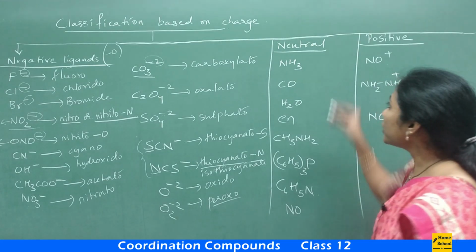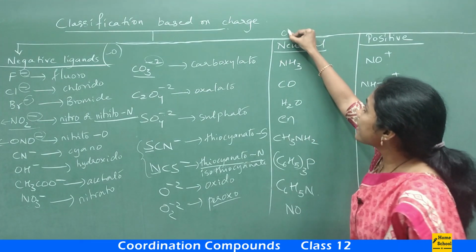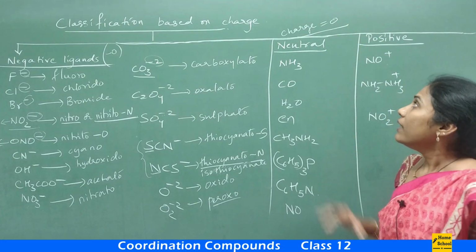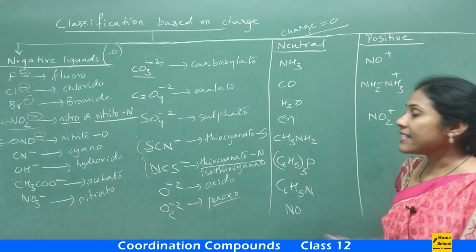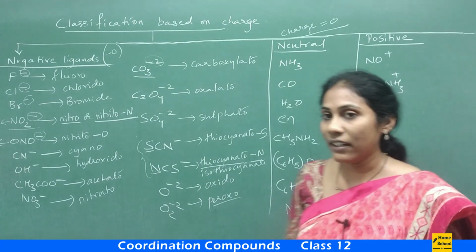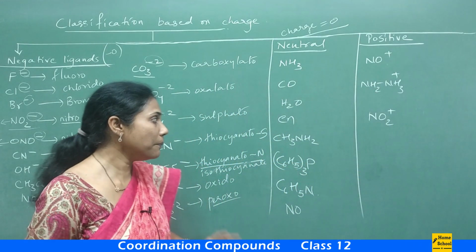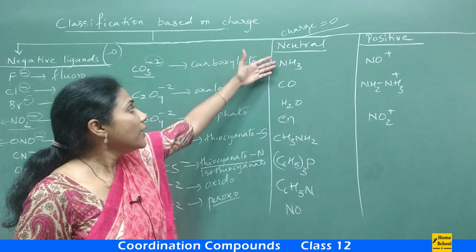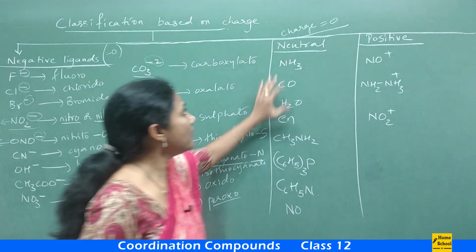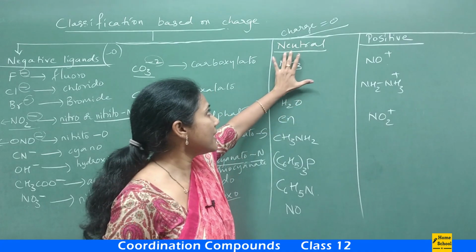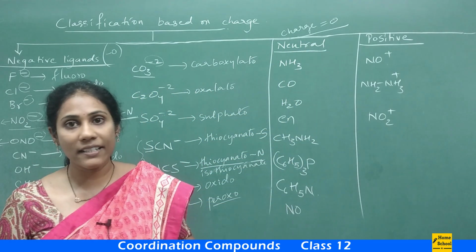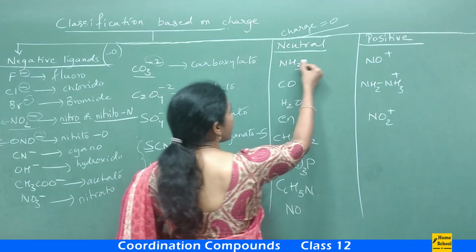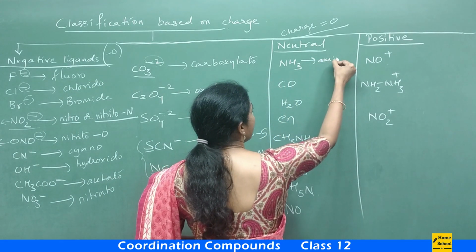And coming to the neutral ligands, all neutral ligands have a charge equal to 0. So whenever you find these ligands in a complex, say if you want to calculate the oxidation state of the central atom, you are supposed to consider the charges of ligands. So if you have these ligands, consider the charge as 0. That is the reason they are called neutral ligands, and neutral ligand names are different. You know, NH3 can be written as ammine.